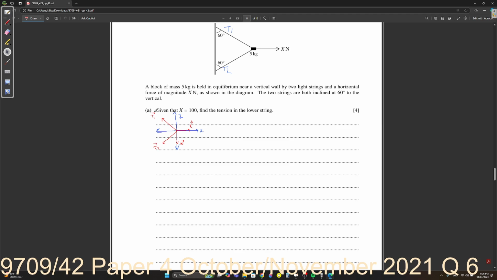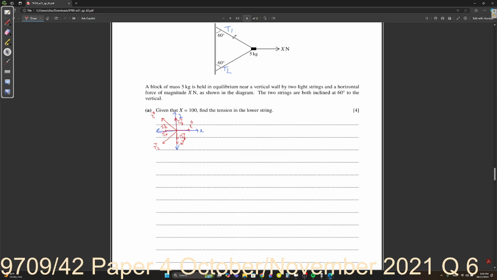They both have their respective x and y components. This would be T1y. This one here would be T1x as well as T2x, and this one down here would be T2y.